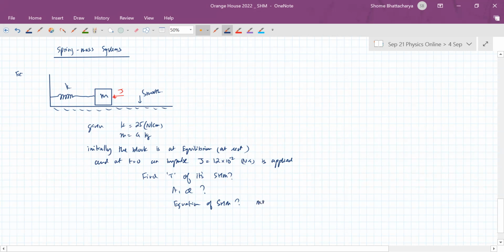You can find various other things like maximum speed of the block, maximum acceleration. So these are all additional things that we can directly find out from formula. The main thing is finding out the time period, amplitude and phase constant.